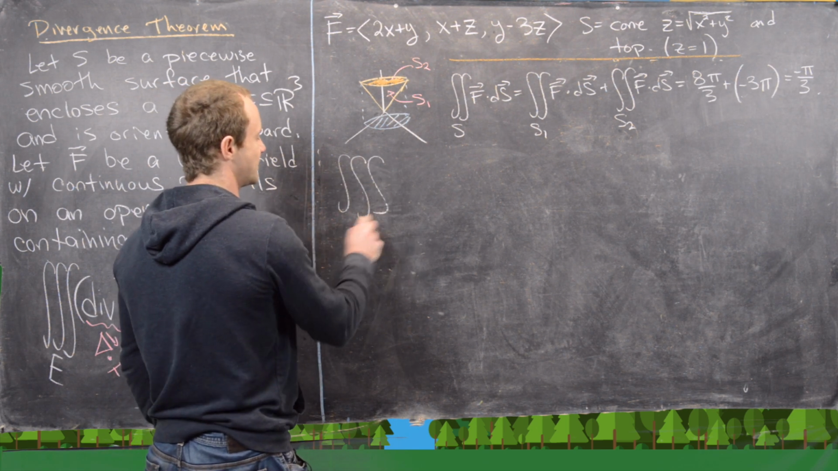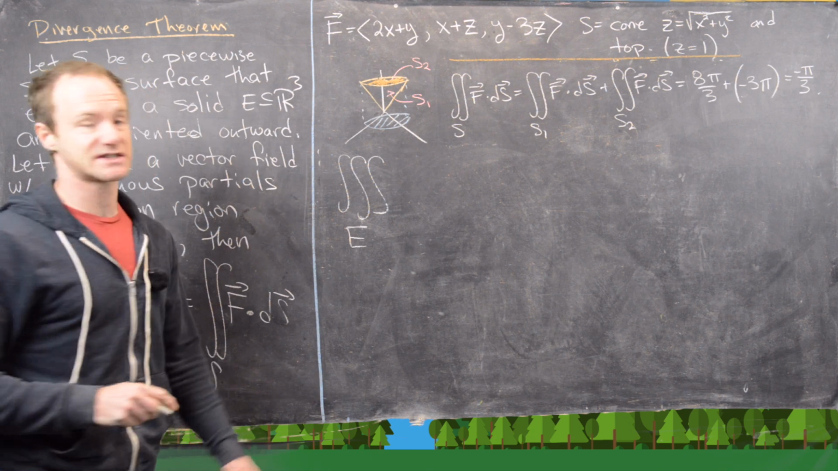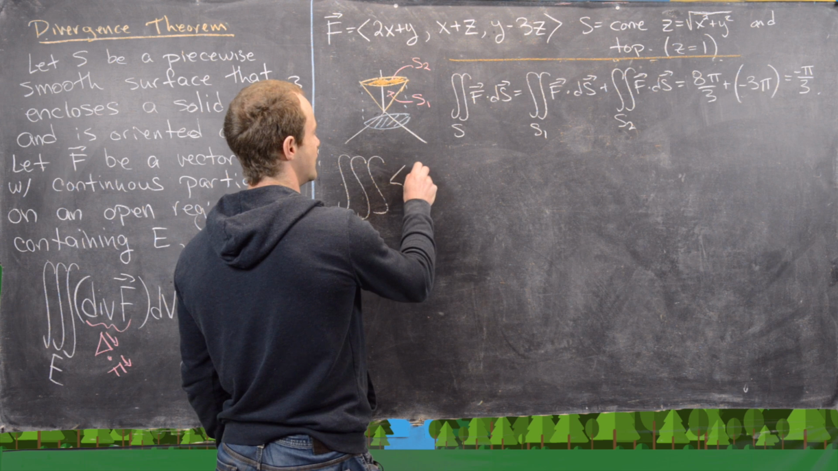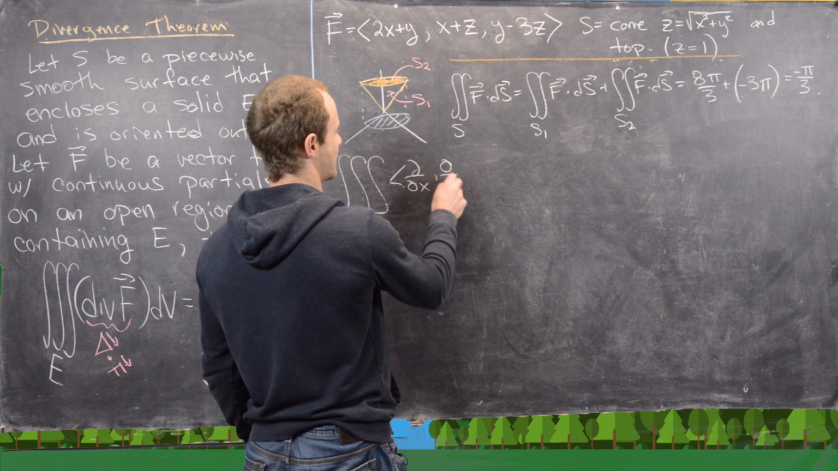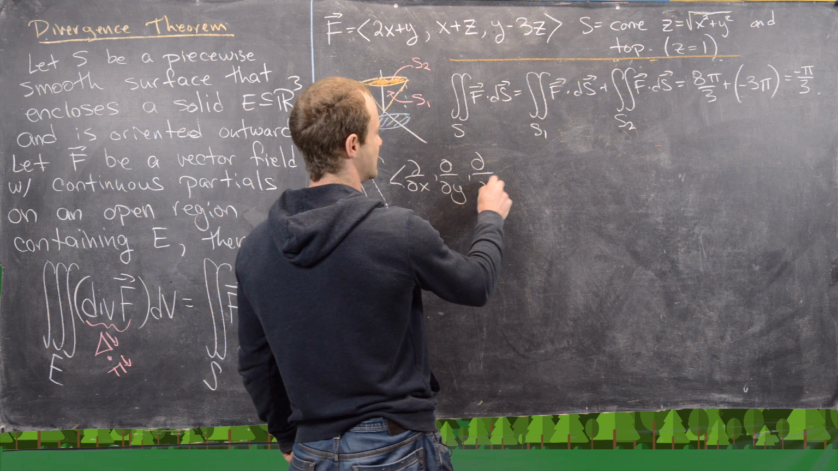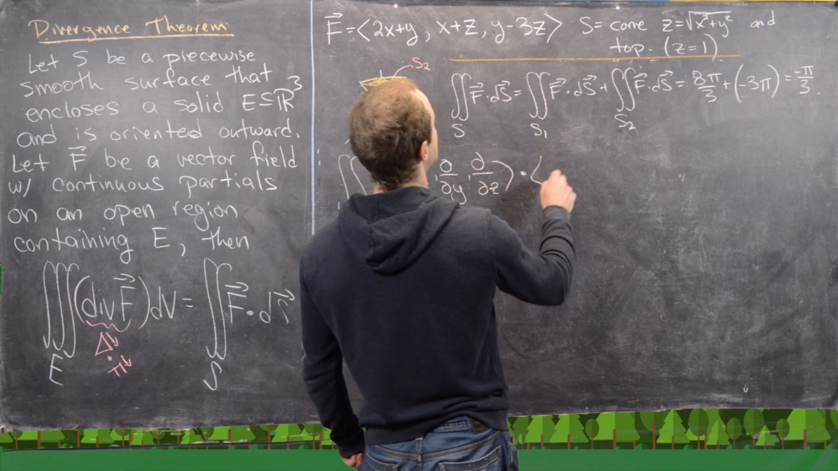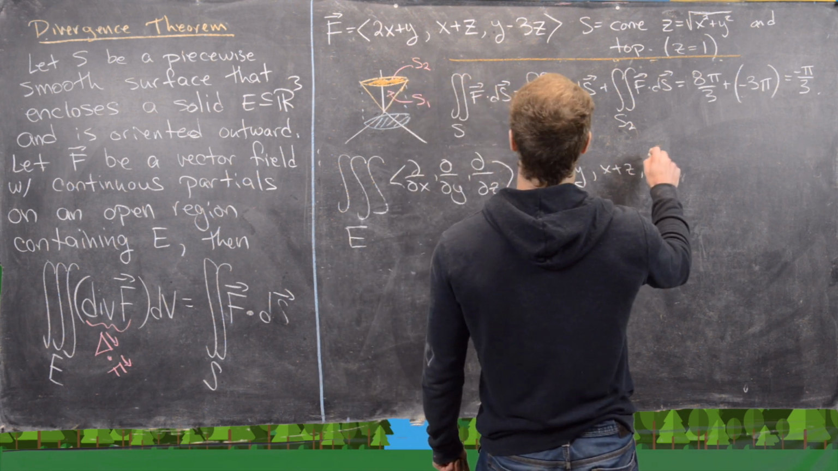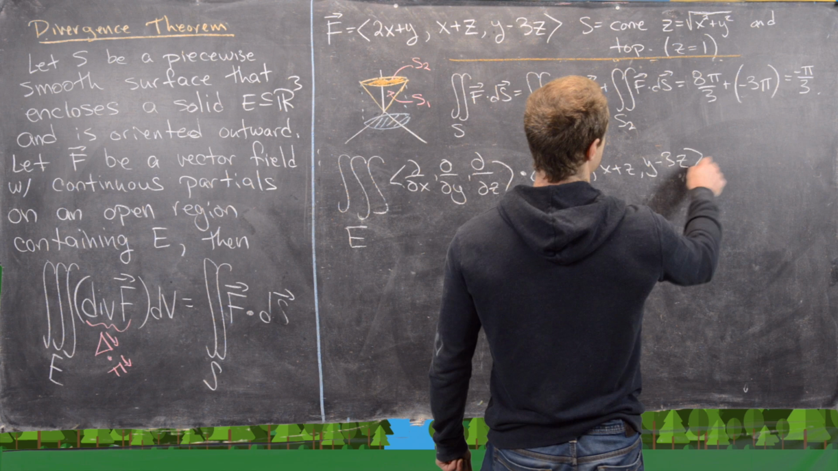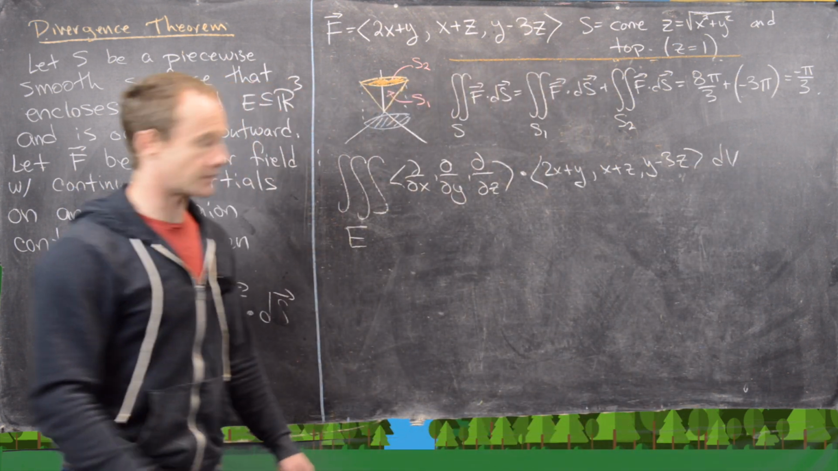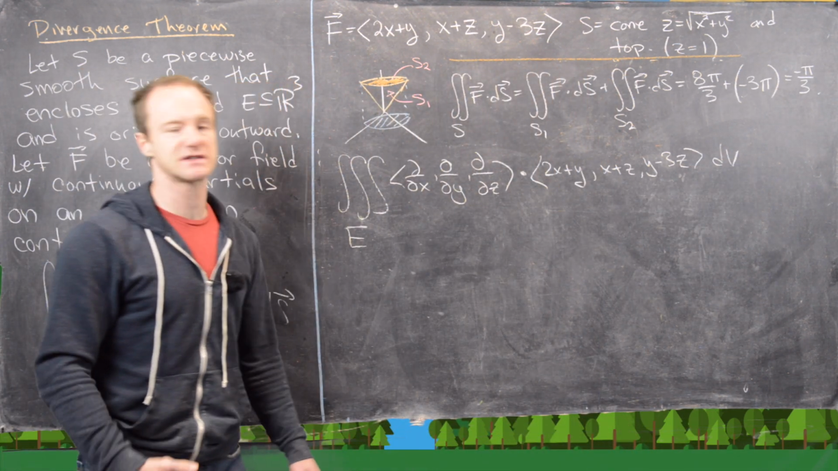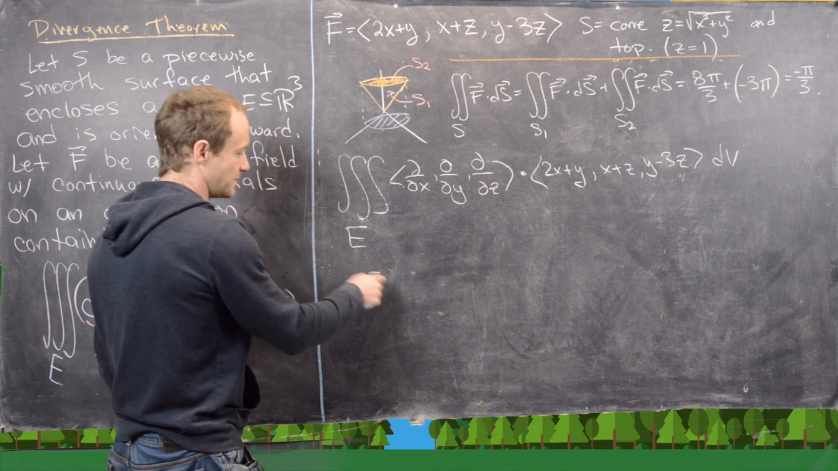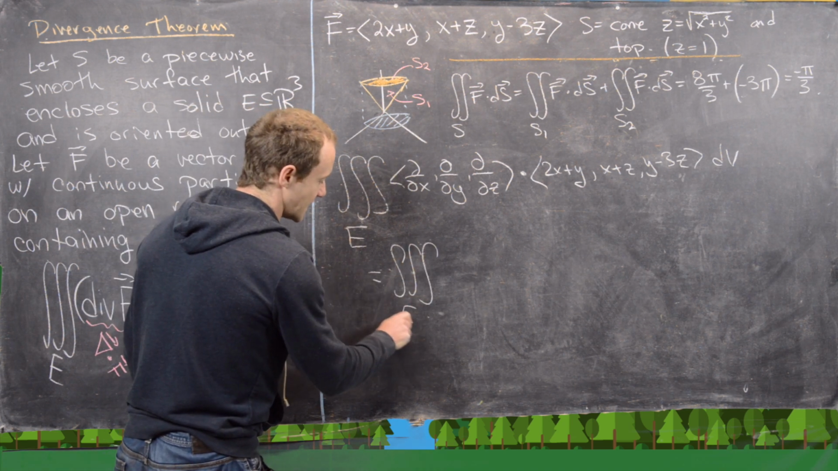So we'll have the triple integral over E, where E is that solid cone, of the divergence of f. But let's just notice that's what we get if we take this differential operator d by dx, d by dy, d by dz, and dot it into 2x plus y, x plus z, y minus 3z, and then we have dV. So in other words, we need to take the partial with respect to x of this first one, partial with respect to y of this one, partial with respect to z of this one. But those actually turn out to be quite straightforward.